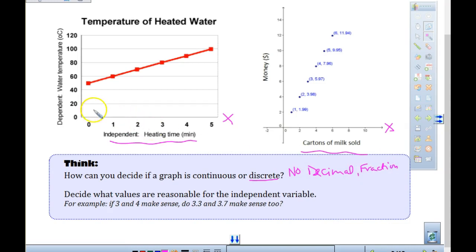Whereas when we're talking about minutes, you don't have to go from 0 up to 1 minute. You could have 18 seconds. You could have 30 seconds. You have 31, 32, 33, right? So we can have fractions of that time.